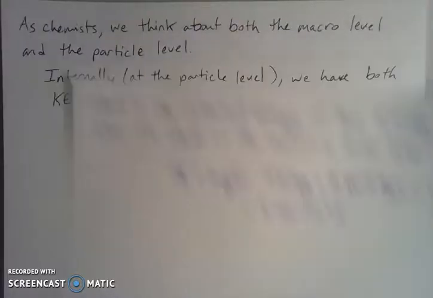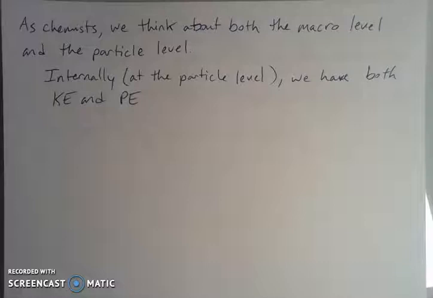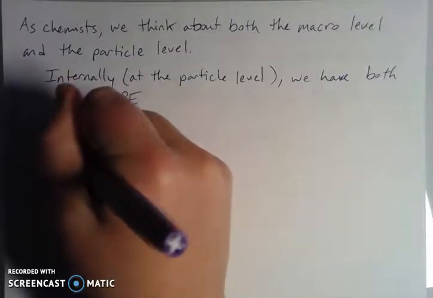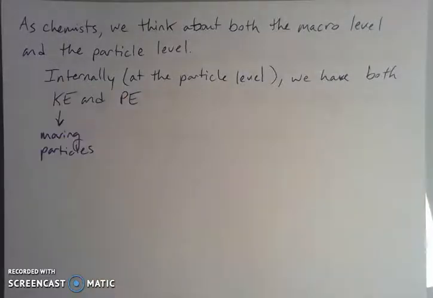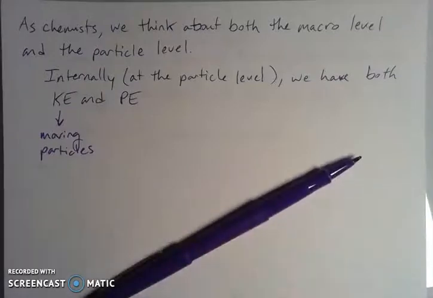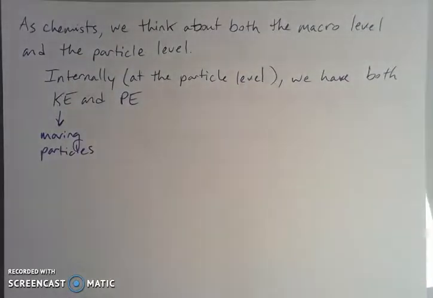All right, now from a chemist's standpoint, we think about both the macro level of things as well as the particle level. And really as chemists, we focus more on the particle level. So internally at that particle level, we have both kinetic and potential energy. The kinetic energy comes from the moving particles, and all particles are in motion all of the time. You probably have heard of the concept of absolute zero, the temperature at which all motion ceases, because everything is always moving around. So even if my pen here is at rest, the particles within my pen are still moving around at a particle, atomic, molecular level.